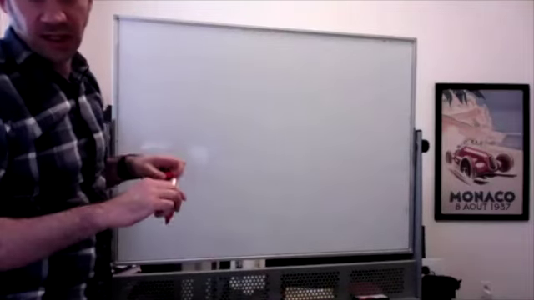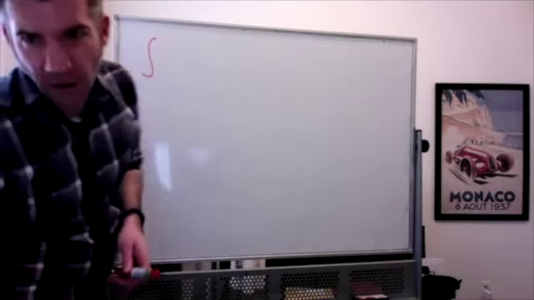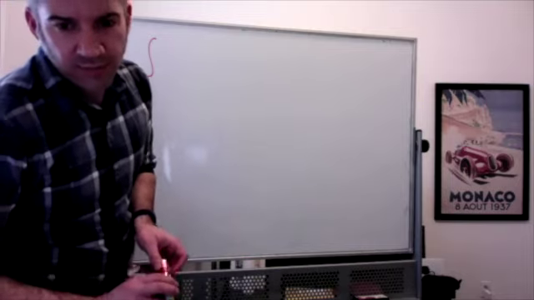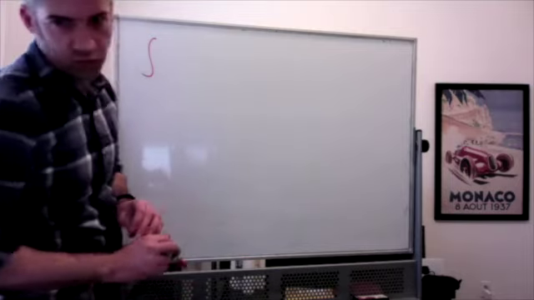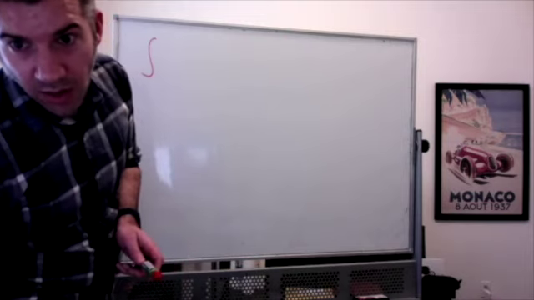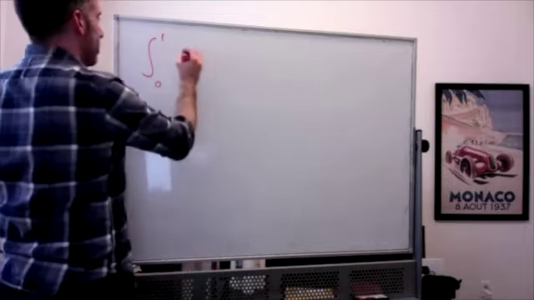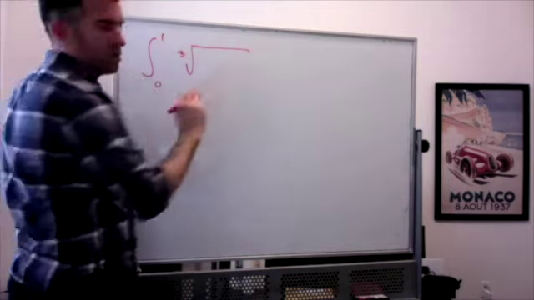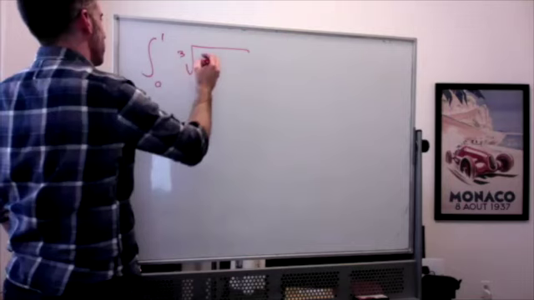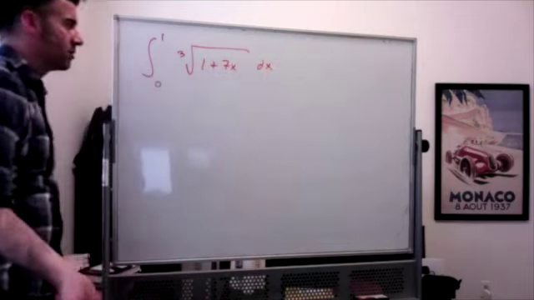Let's say we want to do this example, the integral from, what have we got here? That's kind of a tricky one. Sorry, I know we're almost out of time, but I wanted to give you guys a good one here. Let's do this one. Let's do the integral from 0 to 1 of the cube root of 1 plus 7x dx. Okay.